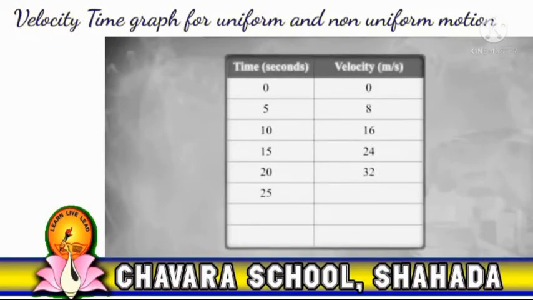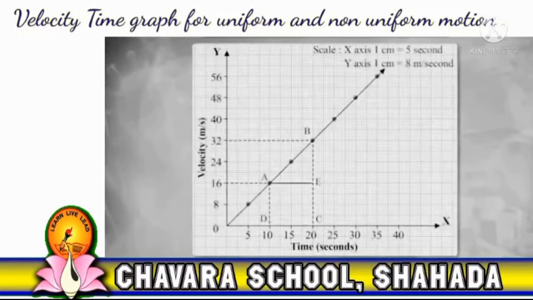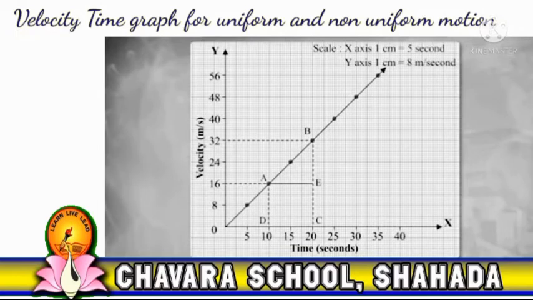Time in seconds, 25. Velocity in meters per second, 40. Time in seconds, 30. Velocity, 48. Time in seconds, 35. Velocity, 56. The velocity time graph in the figure shows that 1.